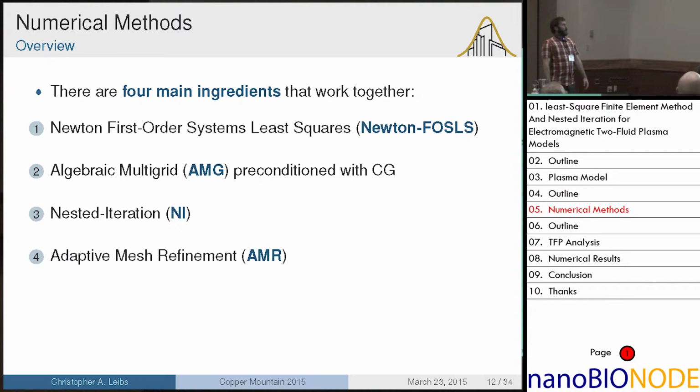Okay, so how are we going to approach solving this? This is the standard FOSLS nested iteration approach that many of you have seen before. There are four main ingredients, the first being Newton-FOSLS, which is basically Newton's method on a FOSLS discretization. We're going to solve each one of the linear systems produced from this with a preconditioned AMG, CG being the main Krylov method there. And we're going to put that in a nested iteration framework and use adaptive mesh refinement. All of these are the components of what I would call this FOSLS approach.